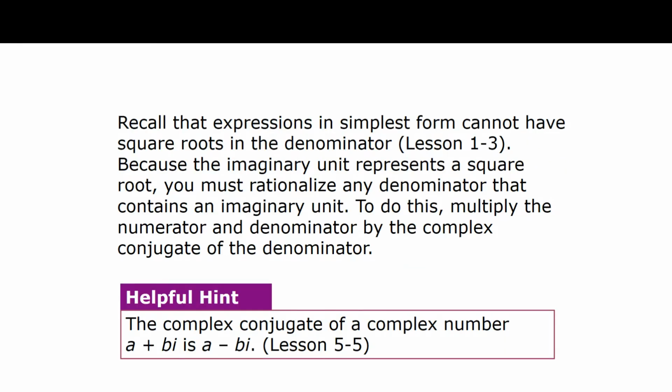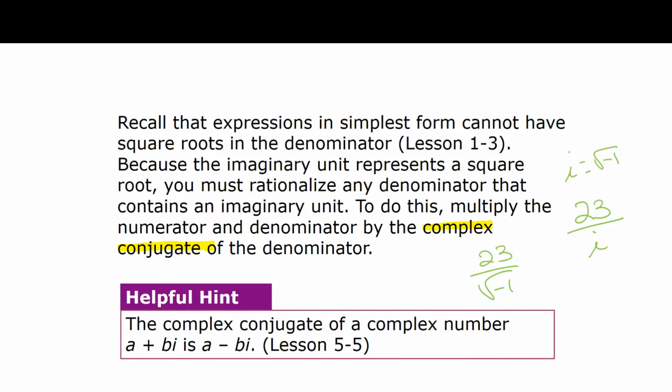Okay, recall that expressions in simplest form cannot have square roots in the denominator. Because the imaginary unit represents a square root, you must rationalize any denominator that contains an imaginary unit. To do this, multiply the numerator and the denominator by the complex conjugate of the denominator. Remember we talked about that. So all that's saying is, since we know that i equals the square root of -1, if I have a number like 23 over i, that's kind of like saying 23 over the square root of -1. And remember, we can't have a square root in the denominator, so we have to get rid of that.